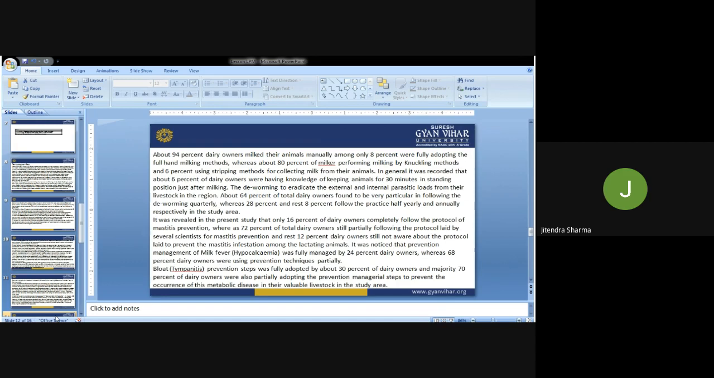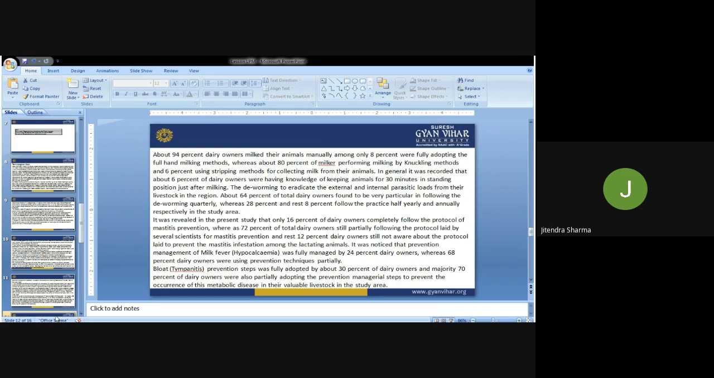It was noticed that prevention and management of milk fever, hypocalcemia, was fully managed by 24% of dairy owners, 68% manage it partially, and the rest are not aware of this. But this disease is nowadays only 3 to 4% in the field. So now I think that because of the continuous feeding of feed supplements, the disease is almost controlled by the dairy owners.